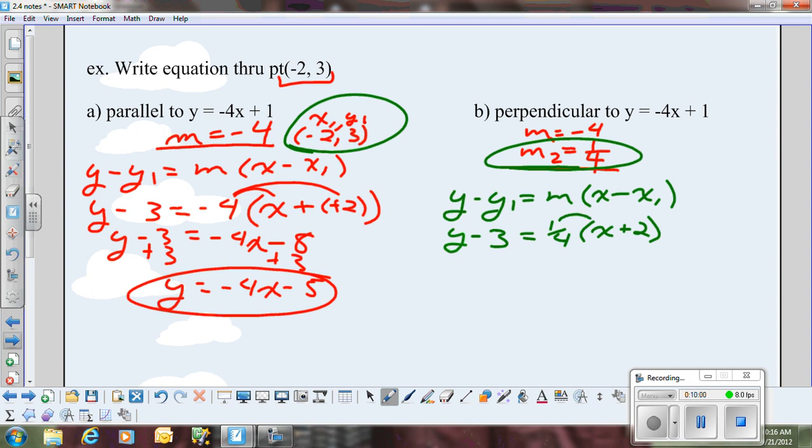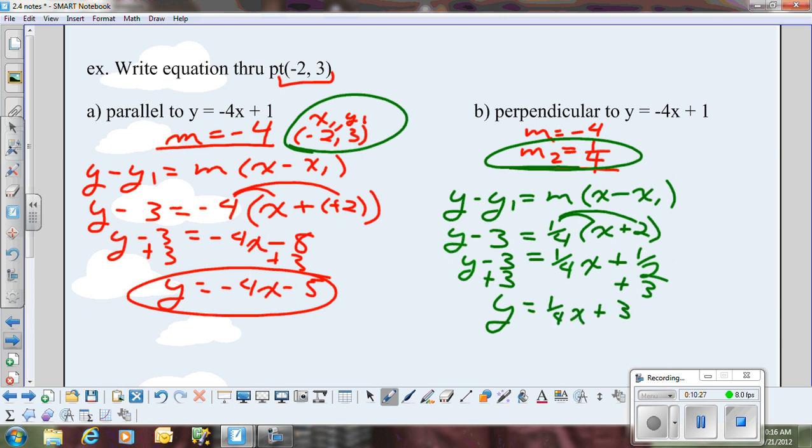I'll distribute my 1/4. There will be some fractions involved here, folks. 1/4 times x is 1/4 x. What's 1/4 times 2? 1/2. 2/4 is 1/2. I get y minus 3, so I add 3 to both sides. I get y equals 1/4 x plus 3.5.